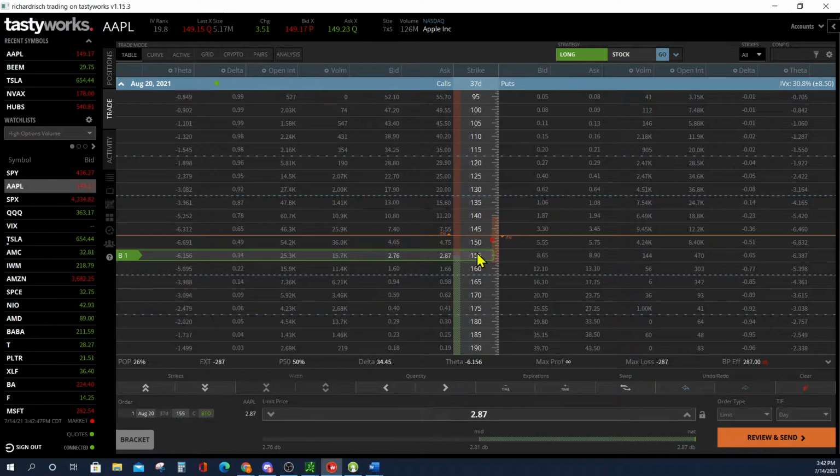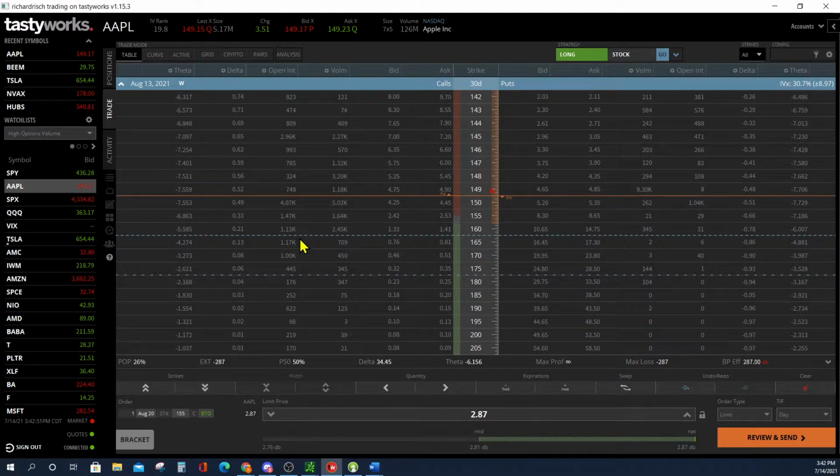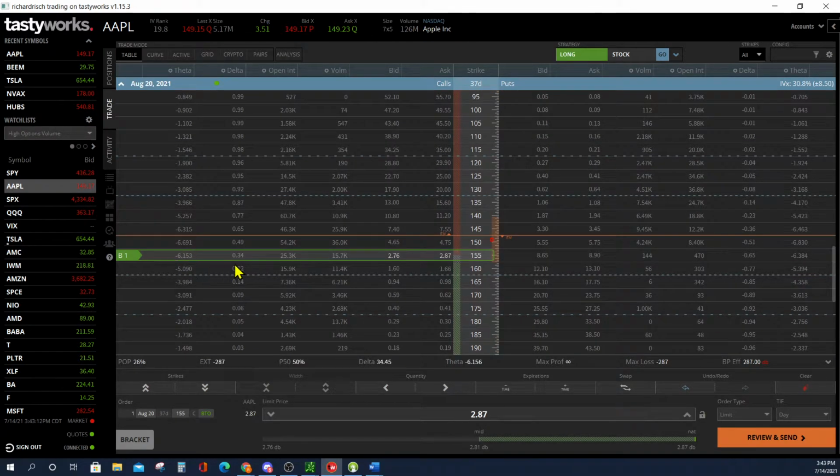We're looking for a 29, something like that. You could do a calendar, but that's too far out too. So that's not a good setup. This is too far away from the delta. What's the delta on the original? Delta's 34.